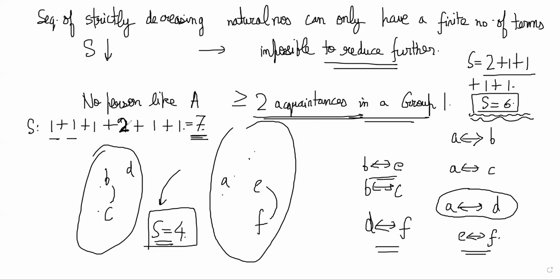Correct. So basically the idea is we are reducing the value of S, and by the principle of infinite descent, we are able to say that the value of S always keeps decreasing, and therefore we are never going to come to a situation where it will continue forever. Eventually, we are going to come to a situation where the grouping is such that there is at least one acquaintance in each group, right? Okay, let's look at the next problem.